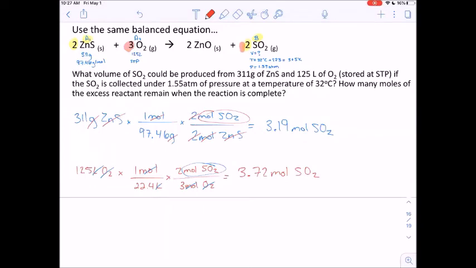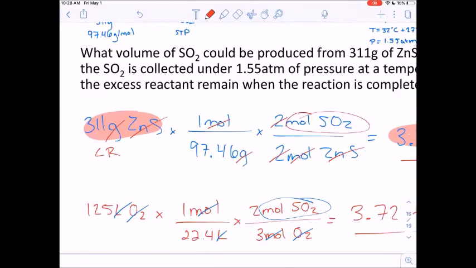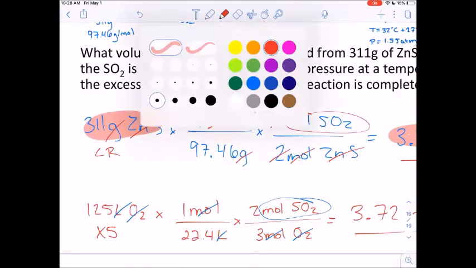So now looking at these problems, seeing what do they really mean, if I start with 311 grams of zinc sulfide and I assume that I have excess of everything else, I could produce 3.19 moles of SO2. But if I start with 125 liters of oxygen and assume I have excess of everything else, I could produce 3.72 moles of SO2, which means the one I'm going to run out of first is going to be the lesser value, 3.19 moles of SO2. So the limiting reactant has to be my zinc sulfide over here. That's the one I'm going to run out of, which means that my excess reactant is my oxygen.